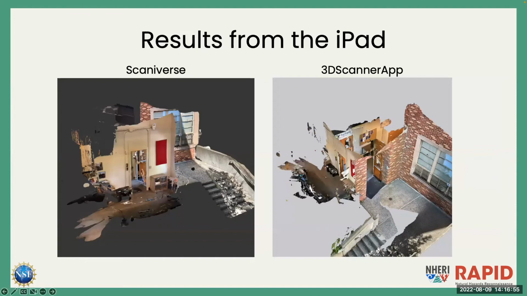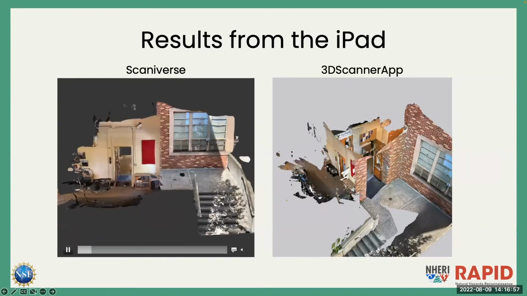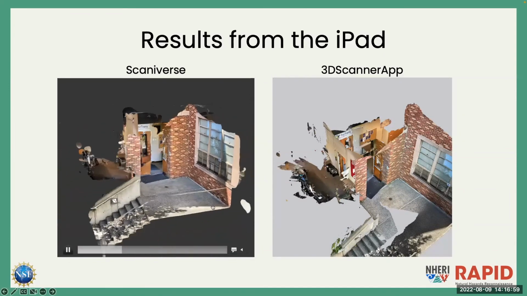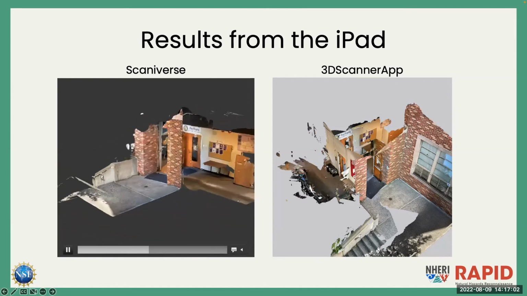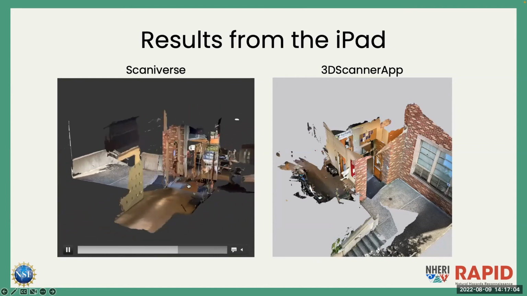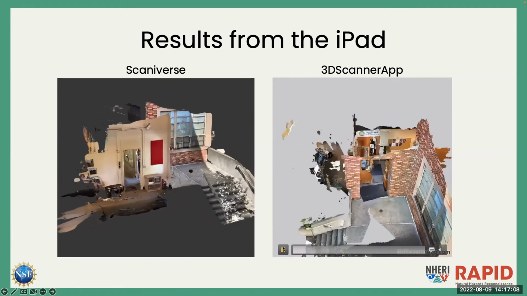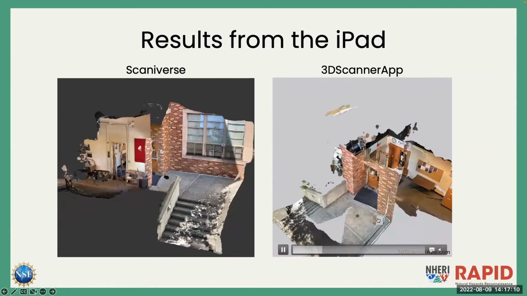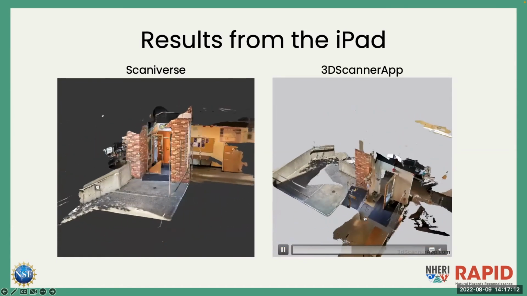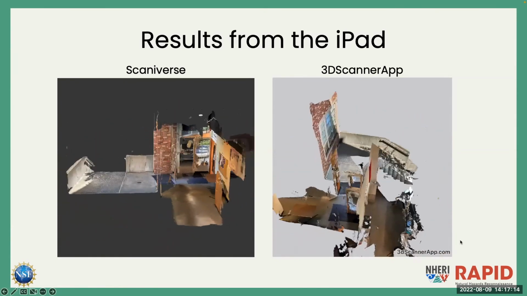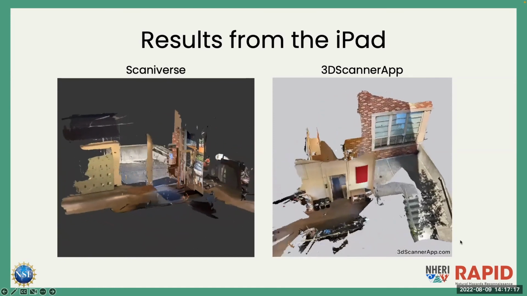So now here are some results from the iPad. This is what the scans looked like. Scaniverse did a pretty decent job. It completely did miss a door, but that's okay. The 3D scanner app missed a good chunk of the ground. But then again, that's okay, this is an iPad. So I'll let you guys take that in for a second.